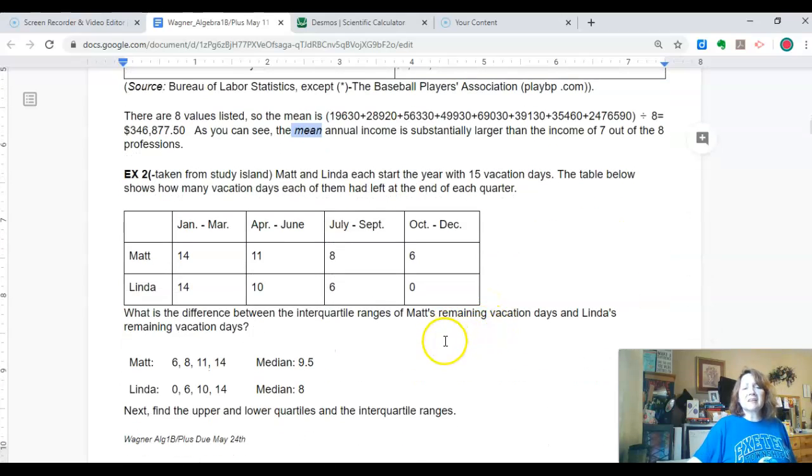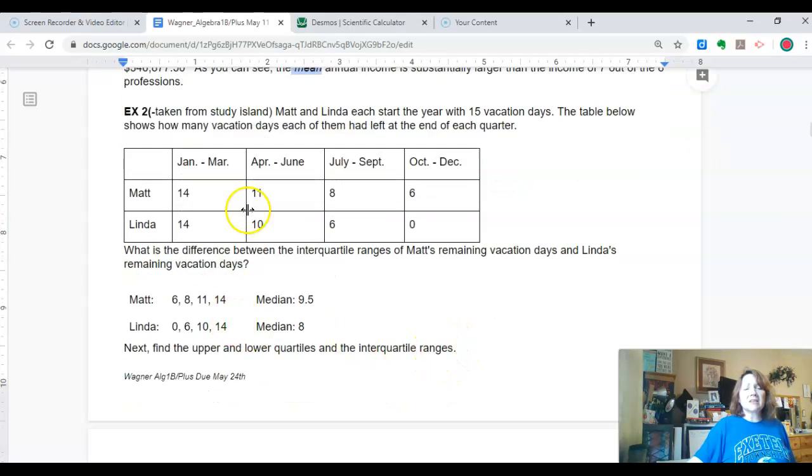Okay, looking at this table, we look at Matt and Linda. They start their year with 15 vacation days. This shows how many each of them had left. So they started with 15. You look here, and he had 14 left in January, and then 11, and so forth. So what's the difference between the interquartile ranges of Matt's remaining and Linda's remaining days?